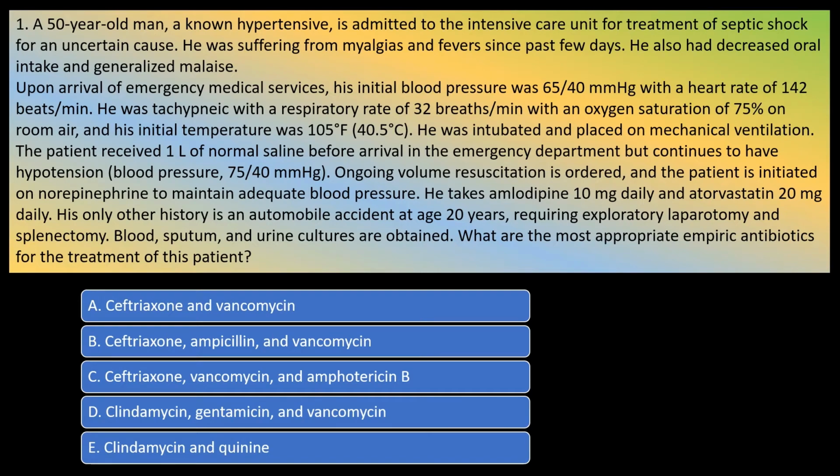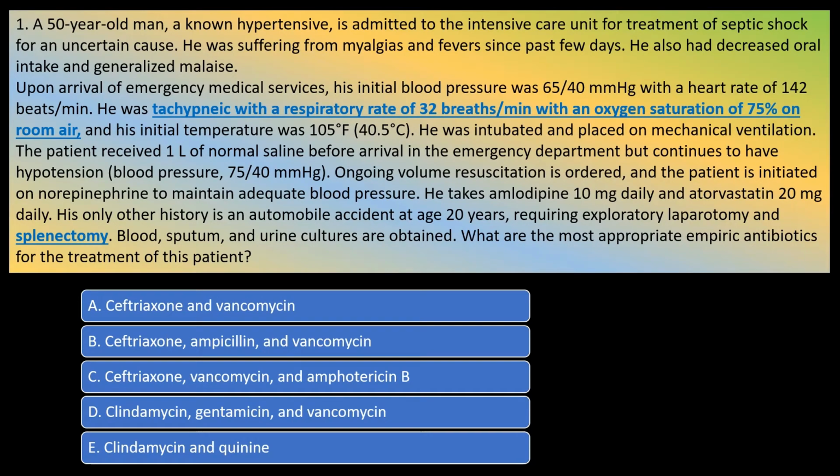Blood, sputum and urine cultures are obtained. What are the most appropriate empiric antibiotics for the treatment of this patient? Now the options are A. Ceftriaxone and vancomycin, B. Ceftriaxone, ampicillin and vancomycin, C. Ceftriaxone, vancomycin and amphotericin B, D. Clindamycin, gentamicin and vancomycin, or E. Clindamycin and quinine.